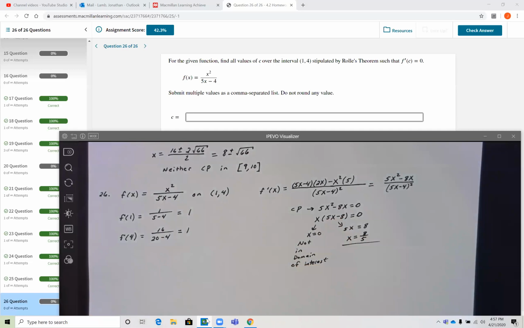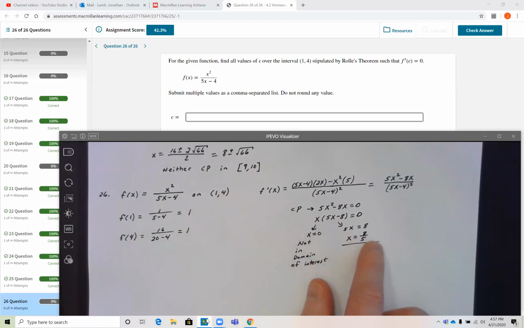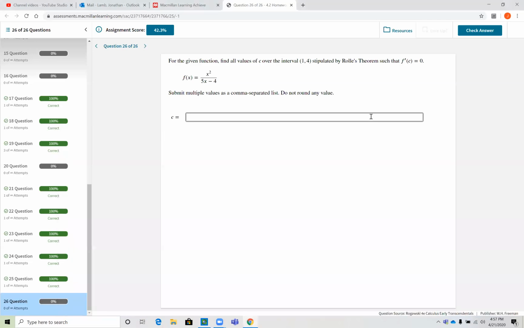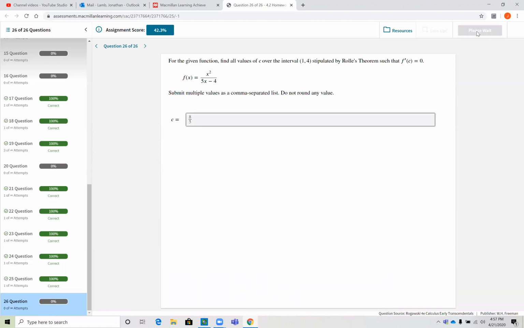Now, the only critical point that's relevant to this problem, because again, we were trying to verify Rolle's theorem to show that there must be a critical point between 1 and 4. Well, there is. It's not 0 because that's not in there, even though 0 is a critical point. The critical point that we were guaranteed to have between 1 and 4 is at 8 over 5, which is 1.6. So back in my problem here, submit any values as a comma separated list. Do not round. Well, we don't have to do that because there's only one value. I'll do the fractional value of 8/5, and we'll check that out here.